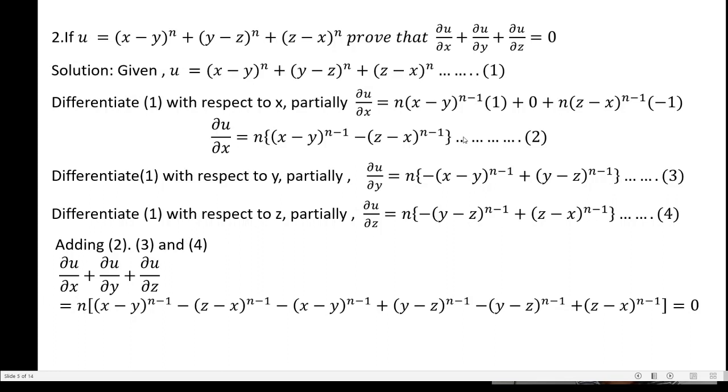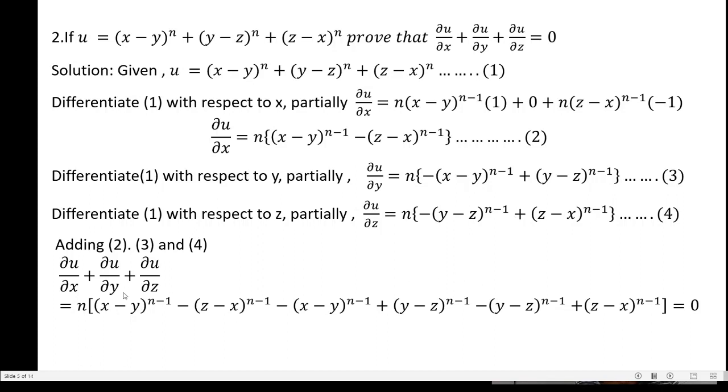Adding 2 and 3 and 4, that is del u by del x plus del u by del y plus del u by del z. Look here, n is common in these equations. I take n as common, and the remaining terms: (x minus y) to the power of n minus 1 minus (z minus x) to the power of n minus 1 minus (x minus y) to the power of n minus 1 plus (y minus z) to the power of n minus 1 minus (y minus z) to the power of n minus 1 plus (z minus x) to the power of n minus 1.